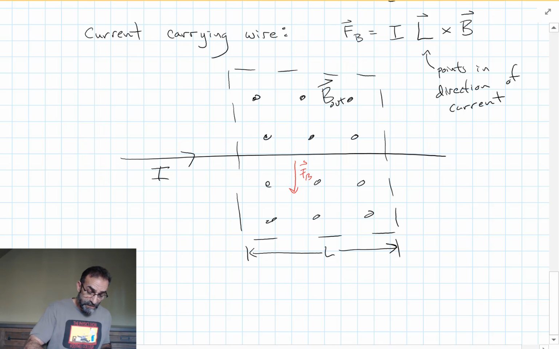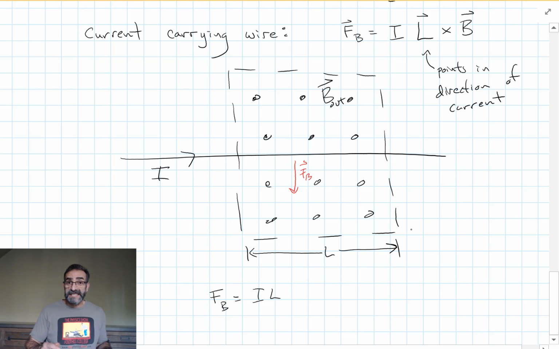And what do we get for this? We would get the force is equal to the current times L, the length of wire that's sitting in the magnetic field, times the magnetic field strength. And in this case, they're perpendicular to each other, so we get a 1 for the sine of 90 degrees.